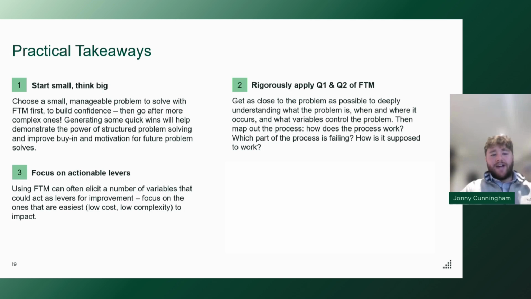The next thing is focusing on actionable levers. Now, going through the problem solve, it can often be easy to get really bought into the investigation itself and lose sight of the solutions at the end of the process. So when you're in the fault tree model aspect of the process, it's really important to think of variables and use variables that can act as levers for improvement, mainly so that you don't get to the stage of, we think we've solved this problem, but all the levers we've identified, we can't actually do anything about.